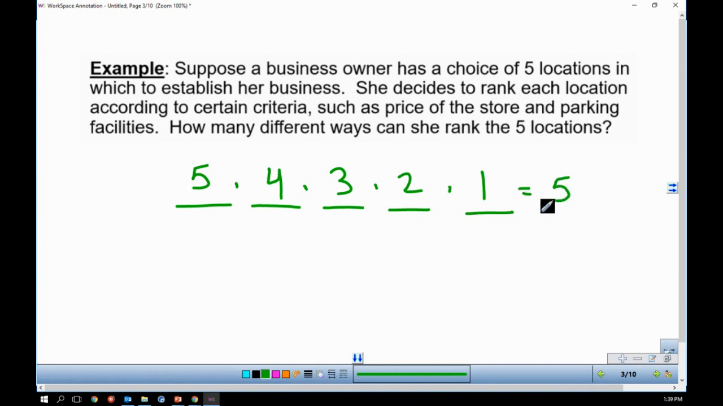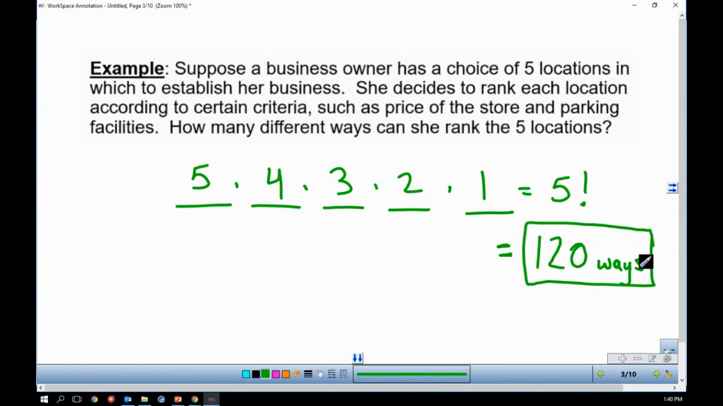So this is the same as 5 factorial, which is 120. I figured out how to do it. So math, probability, and then factorial. That's cool.